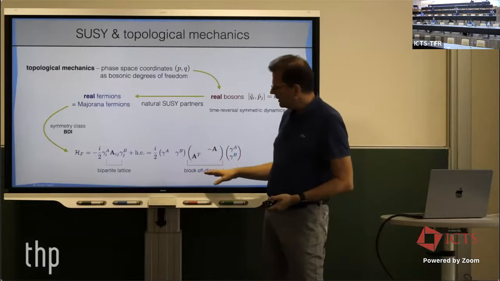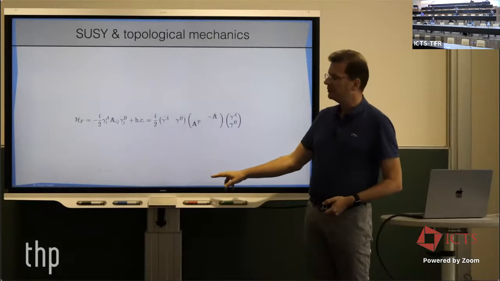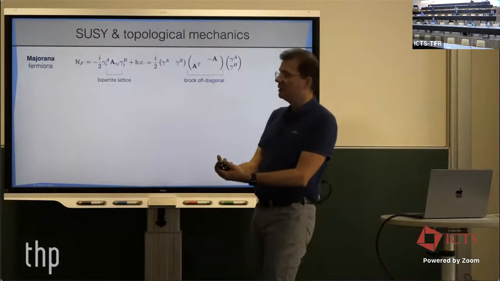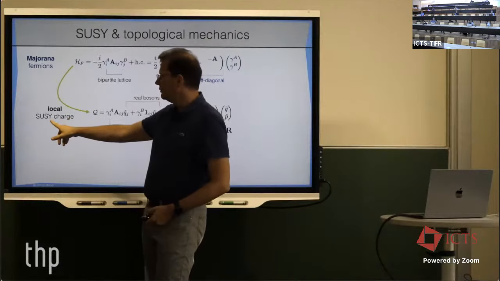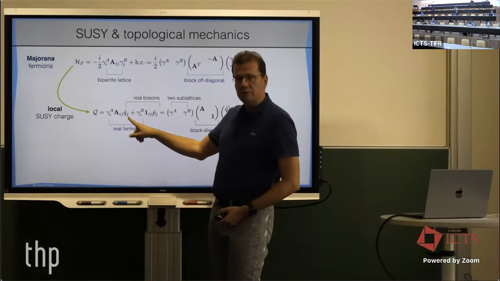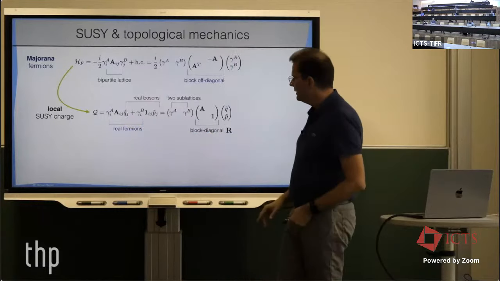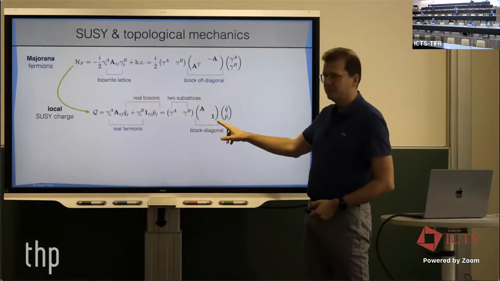So I write down a Majorana fermion model in this symmetry class, which has this block off-diagonal form. Now I can construct, taking this lattice square root, a local supersymmetric charge operator, which connects Majorana fermions to real bosonic degrees of freedom on two different sublattices. So this supercharge will have this block diagonal form.